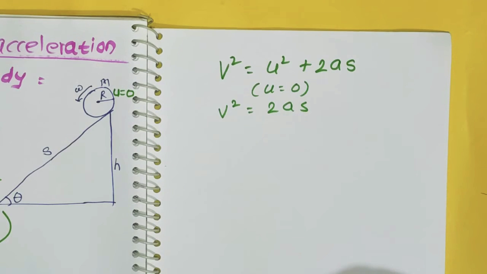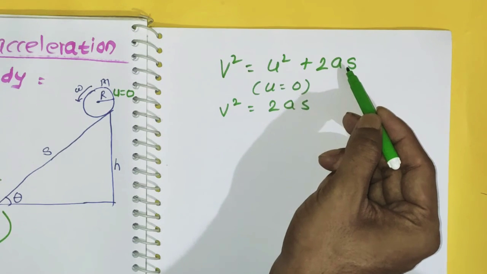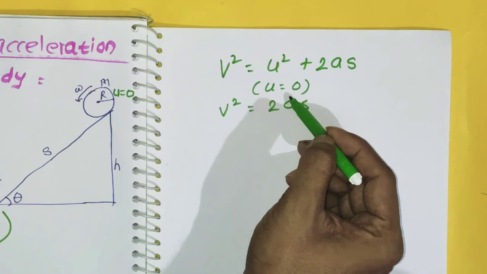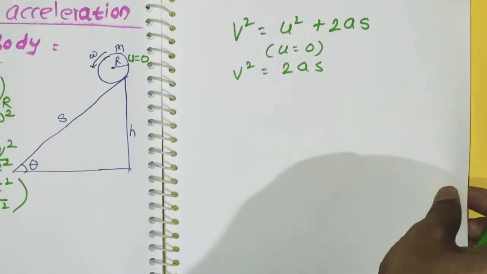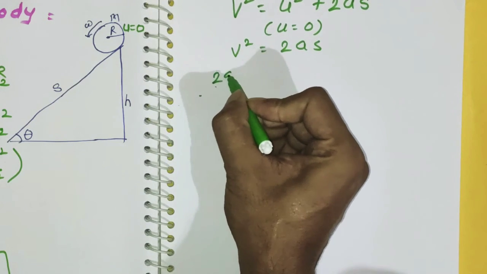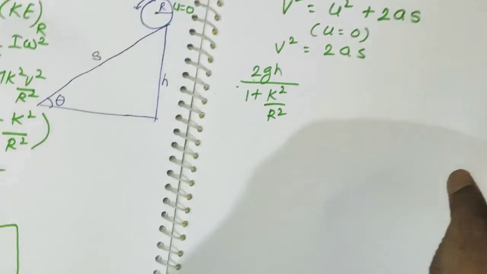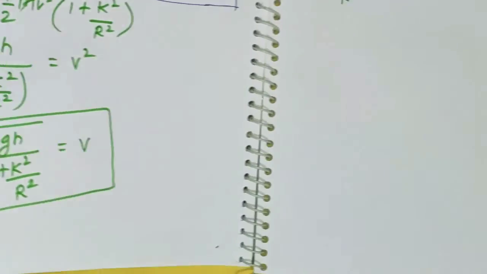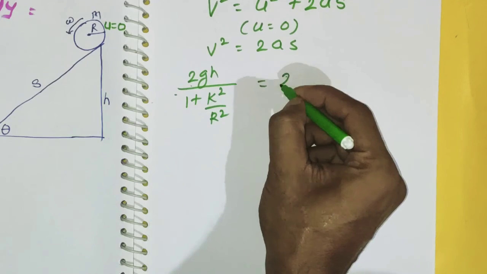Now to find the equation for acceleration, we use the equation of motion, v square is equal to u square plus 2as. Here u is 0, because at the initial position the velocity is 0. So this equation becomes v square is equal to 2as. The value of v square is 2gh upon 1 plus k square by r square. So 2gh upon 1 plus k square by r square is equal to 2as.